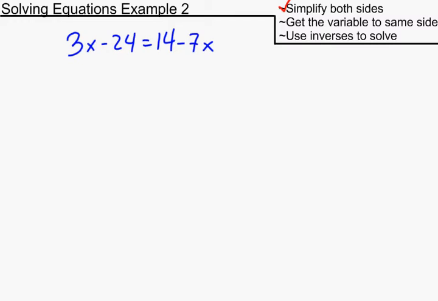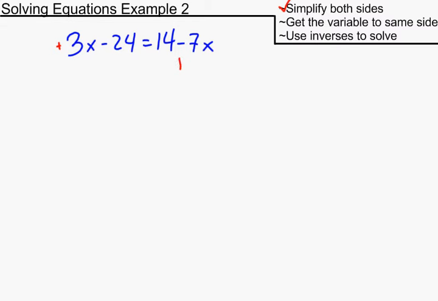My next step is to get the variables to the same side, and this is where I have some choice. Since I have a positive 3x on this side, I could subtract 3x from both sides. And since I have a negative 7x on that side, I could add 7x to both sides. Each of those would be my options.